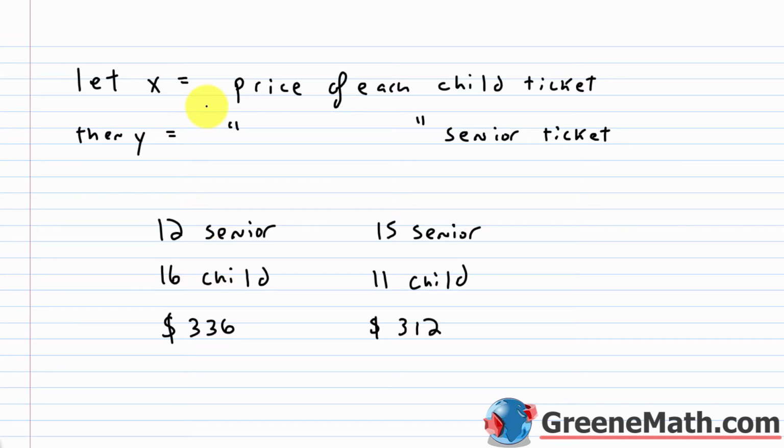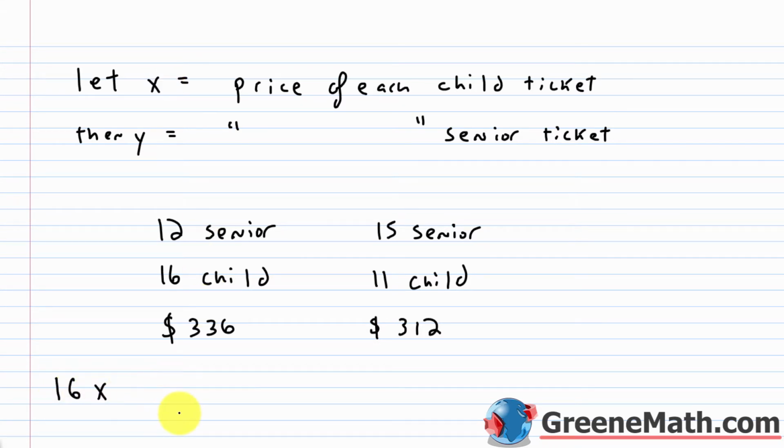So let's say X was 10. I'm not saying it is, but let's say it was. Well, 16 times 10 would be 160. So I need to multiply 16 times X to get the total revenue from selling child tickets that day. So in the first scenario, I will have 16 times X.